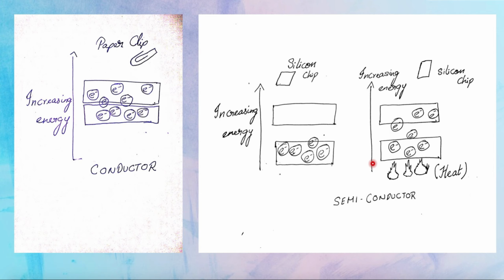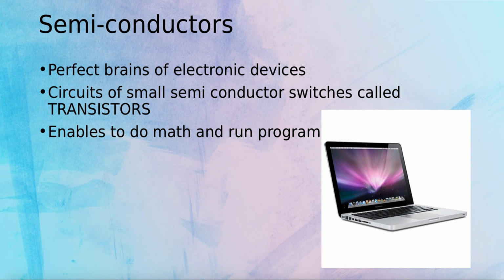So where are these semiconductors being used? Semiconductors act as the perfect brain of electronic devices, and many semiconductors act as switches called transistors. Have you ever wondered that the laptops we use are made up of millions of switches? And this is one of the reasons why laptops are able to do math and run complicated programs. Now we need to build a device that's able to switch between conduction and insulation. However, we don't want a mechanical switch where we have to switch it on and off every time.